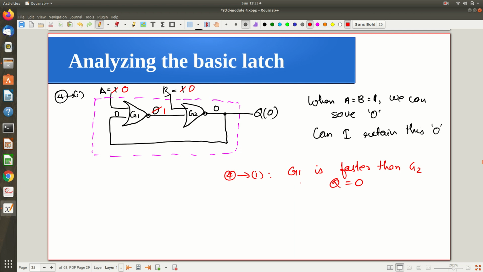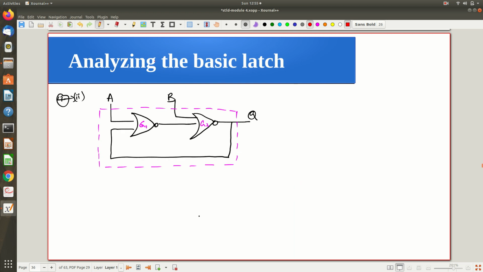Now I am explaining the same circuit in a slightly different way. In the same case, initially when a is equal to 1 and b is equal to 1, the circuit is just capable of keeping a 0, so this q is found to be 0. Now I'm taking this input away from the circuit, so a is equal to 0 and b is equal to 0 is what I'm feeding.